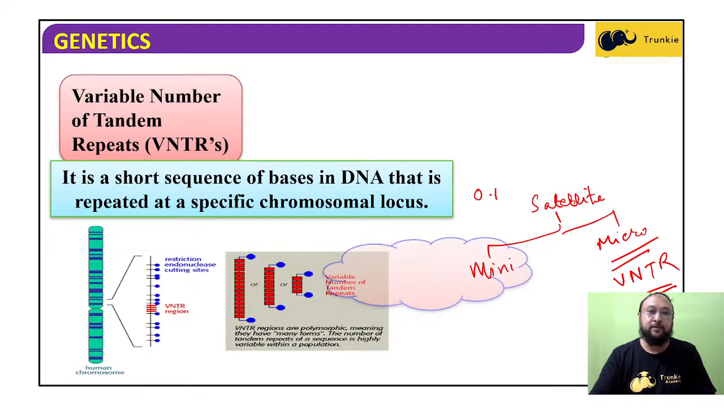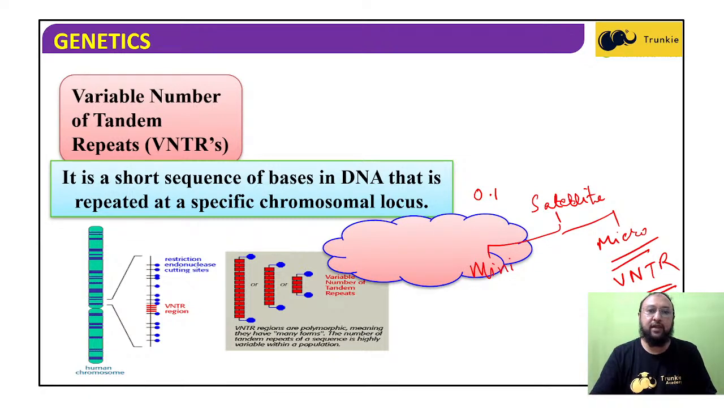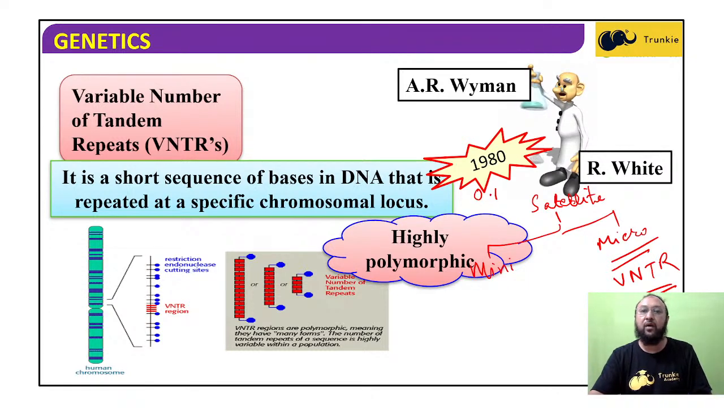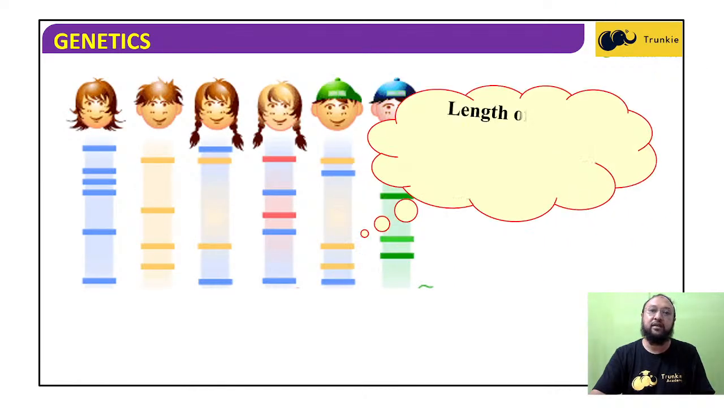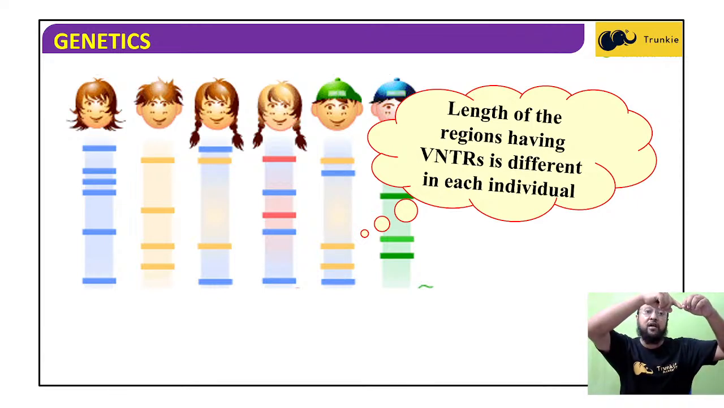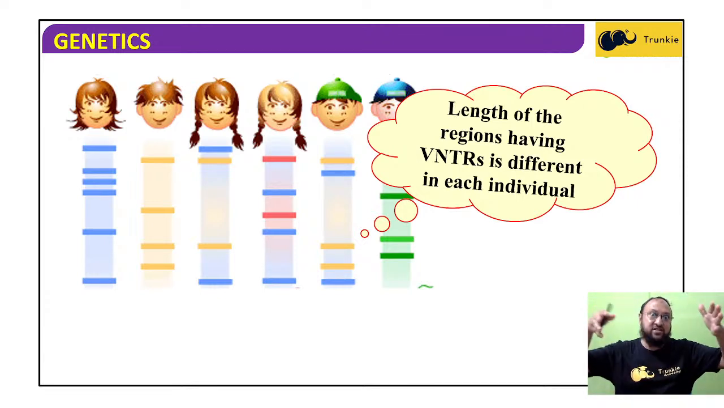So here, the VNTR regions. The VNTR region is very small, and it is highly polymorphic. It was discovered by A.R. Wyman and R. White in 1980. Now, the length of the regions having VNTR is different in each individual. In every individual, the variable number of tandem repeats will go on for how long, across what extent, that is different in different individuals.